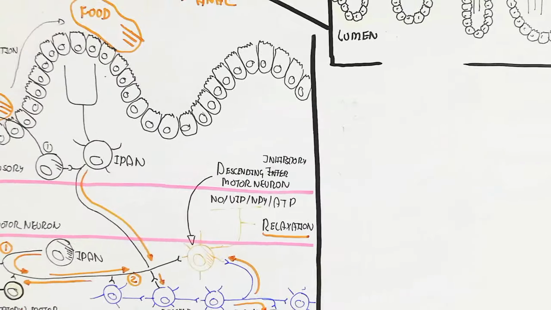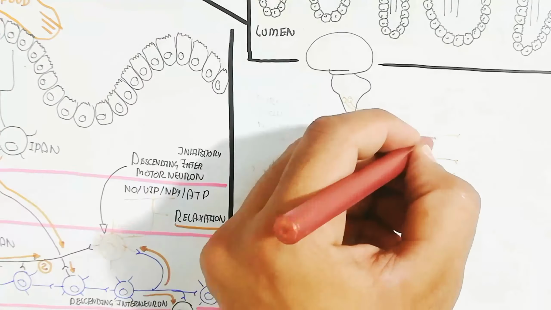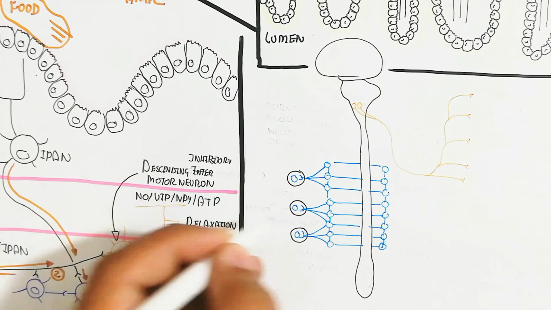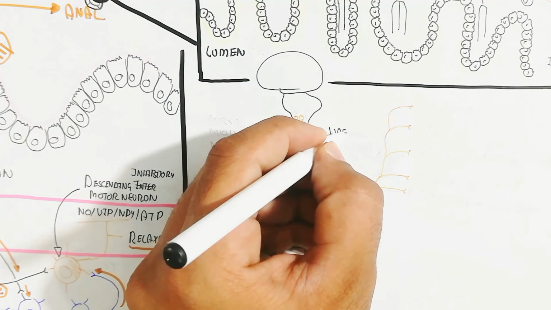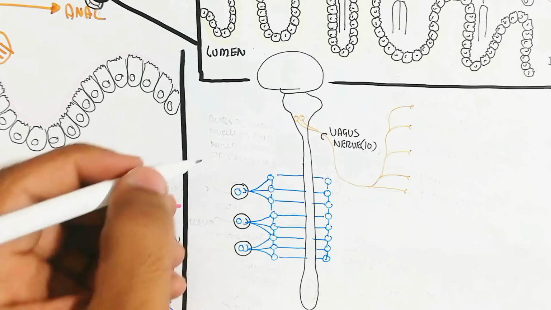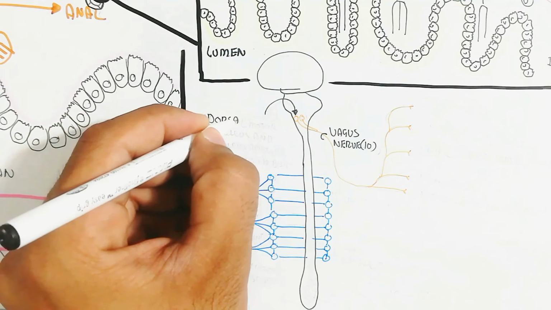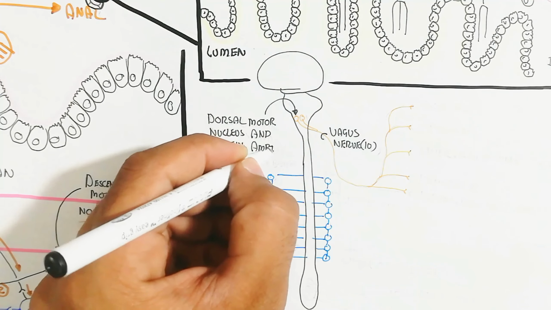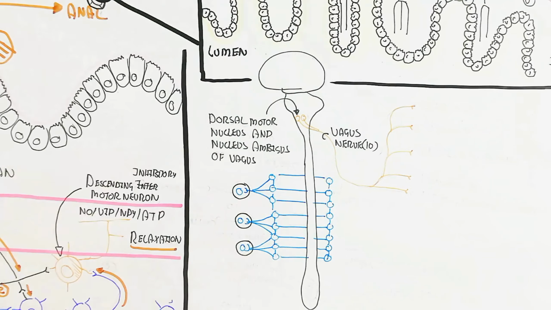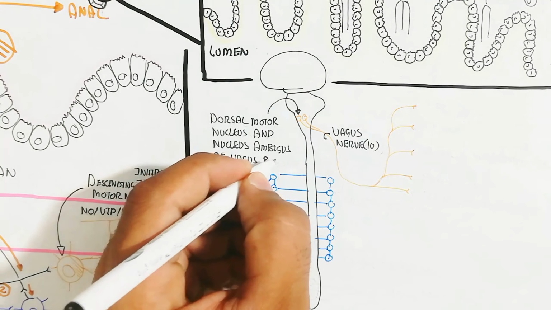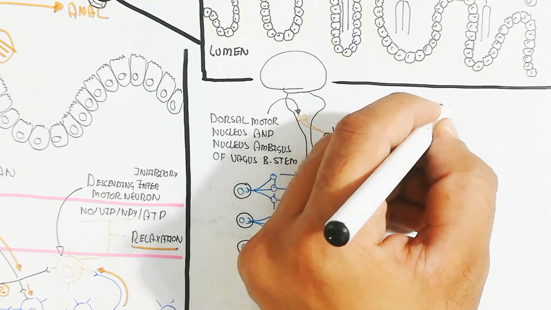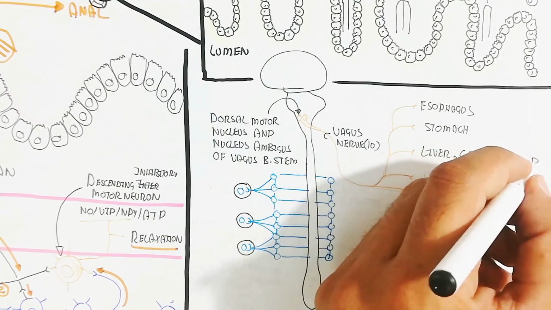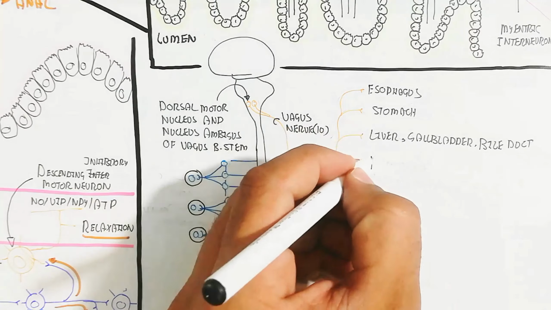But remember that when the circular muscle contracts, the longitudinal muscle should be relaxed for the peristaltic movement. In this way here is the brain, which contains the dorsal motor nucleus and the nucleus ambiguus of the vagus in the brain stem, and the vagus nerve, cranial nerve 10, is a parasympathetic autonomic nerve, which targets the esophagus, stomach, liver, gallbladder, bile duct, pancreas, ileum, and proximal colon.